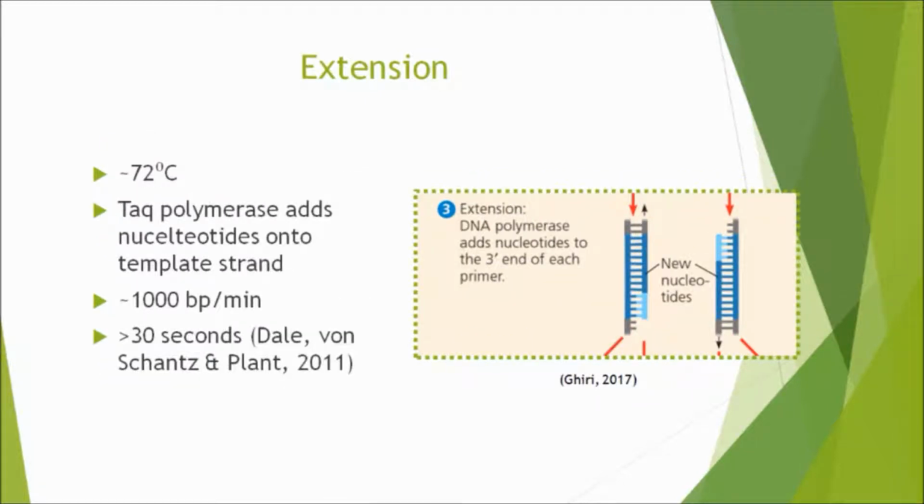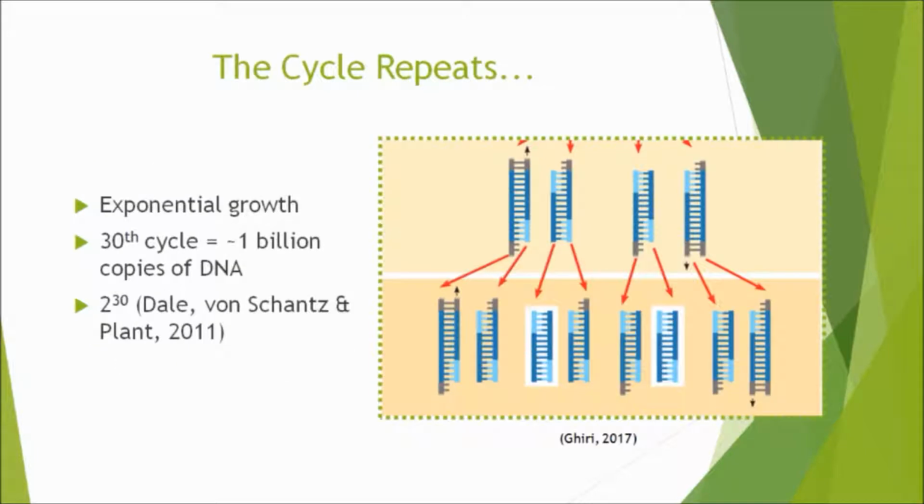The last stage of PCR is the extension, or sometimes known as the elongation phase. For this stage to begin, the temperature should be raised again, according to the optimum temperature for the specific DNA polymerase used. Since Taq polymerase is mainly used, today we'll talk about the optimum temperature for Taq polymerase, which is around 72 degrees Celsius. The polymerase produces the complementary DNA strands by adding the nucleotides onto the original strand by about 1,000 base pairs per minute. This takes at least 30 seconds.